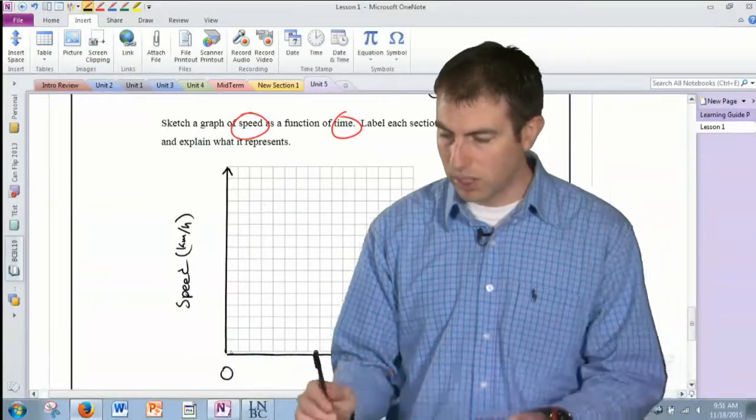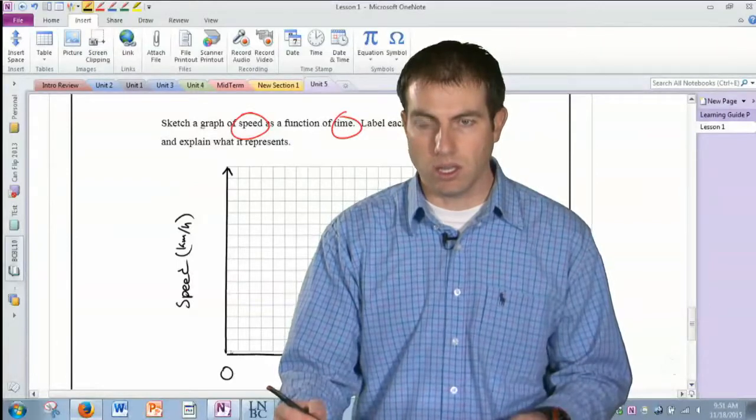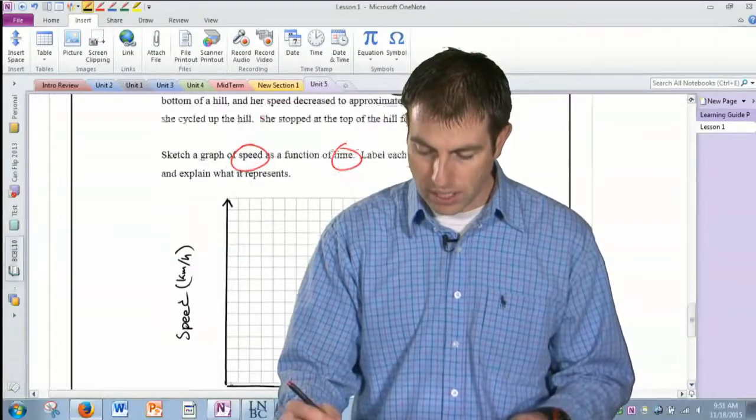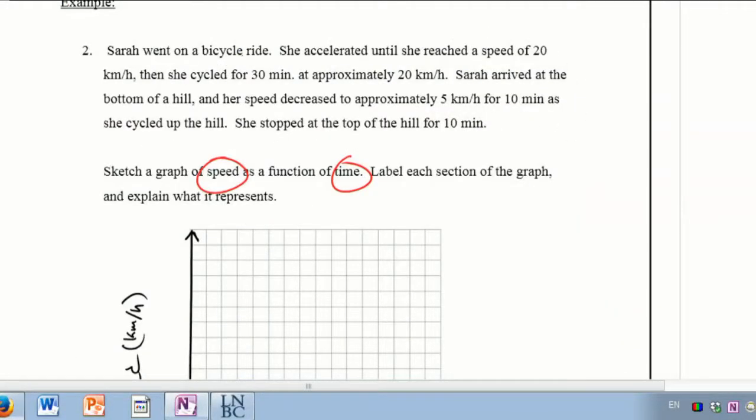So if I look at my question, what's the smallest time I'm given, and what's the longest time I'm given? How long did this whole adventure take? So 20 kilometers an hour, she cycled for 30 minutes. So I'm up to 30. She stopped for 10, so that's another 40. And then she stopped again at the top of the hill, so I'm up to 50 minutes, is that right? Did I miss any times in there? Bicycle ride, accelerated, 20. Cycled for 30.